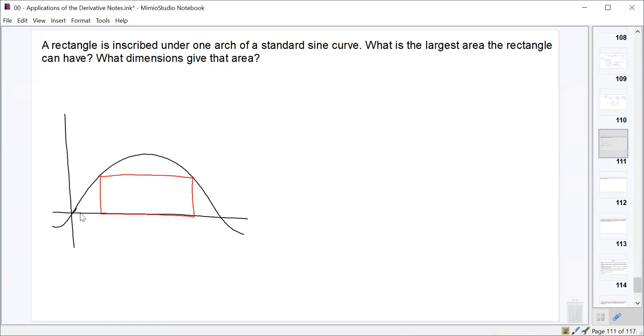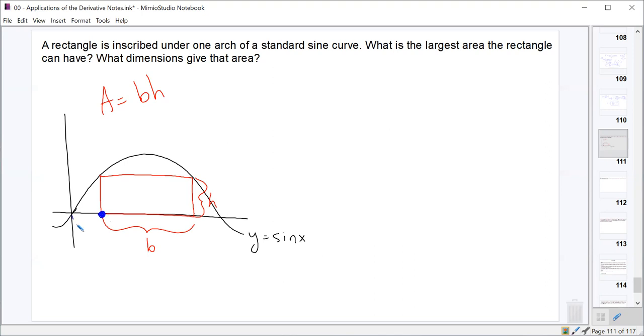And we'll note that this function here is y equals sine of x. And we want the area of that rectangle to be at its maximum. So we're looking for a maximum value here as we optimize it. Well, the area of any rectangle is just, we'll call it base times height. That's all the area of a rectangle is. So really, we just need to figure out what the base and the height of this are in generic terms of x. Okay?